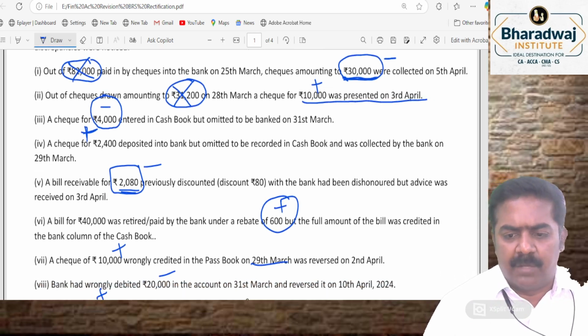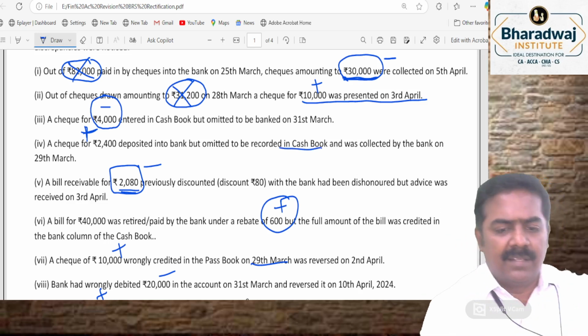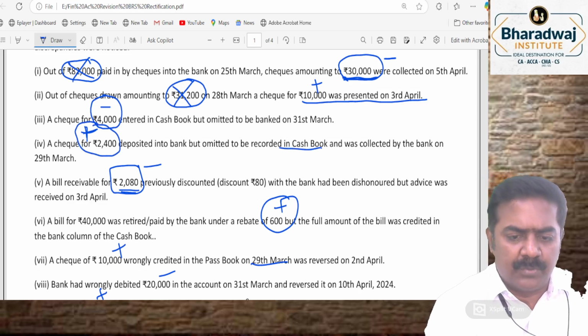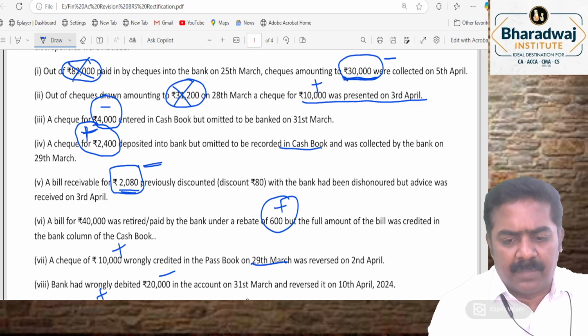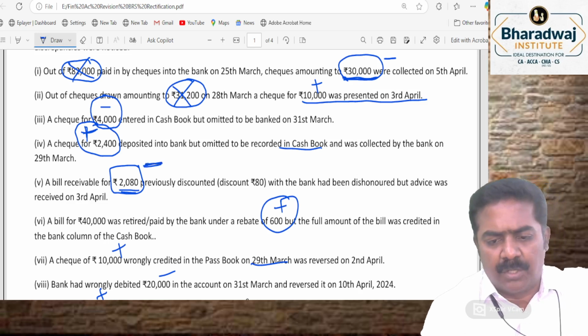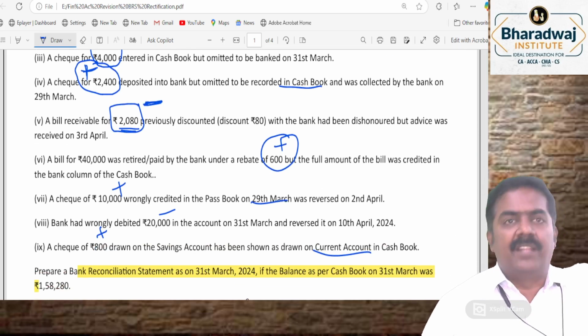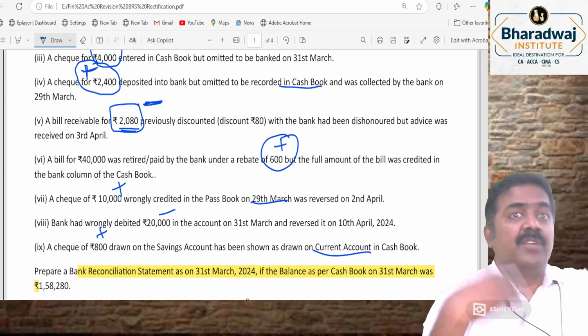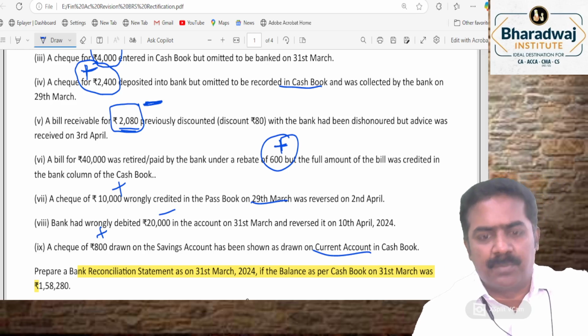2,400 deposited into bank, omitted in cash book. Banker has added. Let us also add this 2,400. Bills receivable. Bank would have reduced 2,080. Let us also reduce 2,080. Bank has reduced only 39,600, but we have reduced full 40,000. Let us add back what is extra reduced by us in cash book.